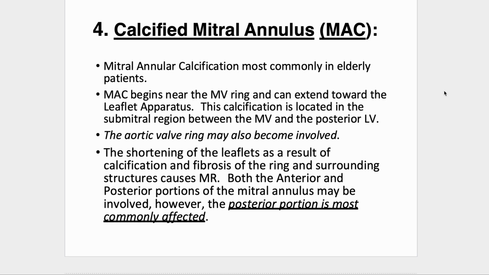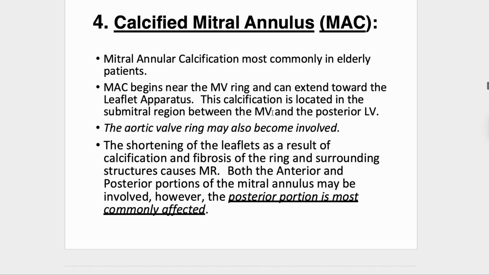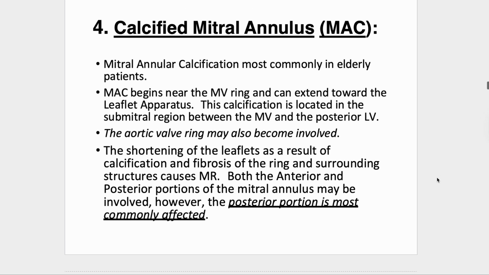Okay, another thing that can cause mitral regurgitation is what's called MAC, also known as mitral annular calcification. So the annulus is kind of like the MV ring. It's what holds the mitral valve in place, that area of the myocardium. So that's what your annulus is, and that area can calcify. That begins near the MV ring and can extend towards the leaflets. Calcification is located in the submitral region, so usually a little bit below the mitral valve. Aortic valve ring can also become involved, so you can look at both valves to see what's happening, but MAC is a very common thing that you might see.